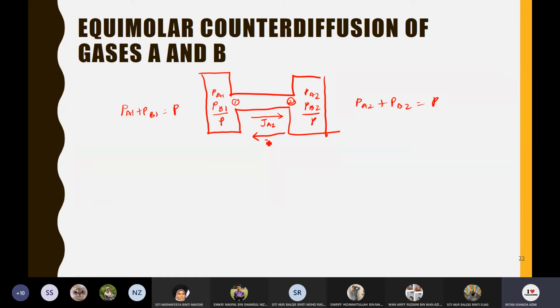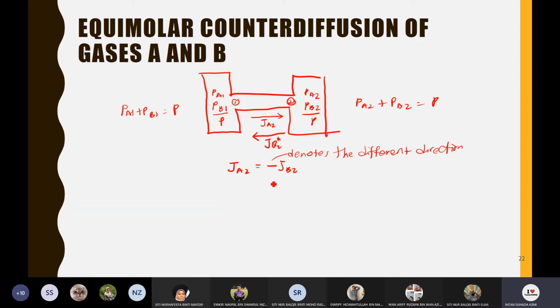B moves from point 2 to point 1. Then JAZ will equal negative JBZ. Why did I put the negative sign here? The negative sign is just to denote that flux of A happens from point 1 to point 2, while flux of B is from point 2 to point 1. It's just to denote the different direction actually. Later when you have done your tutorial and a lot of exercises, you will understand more about this.